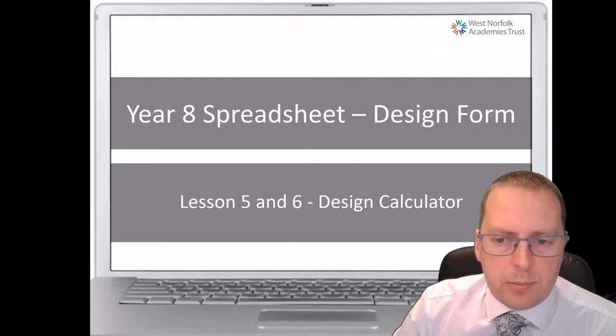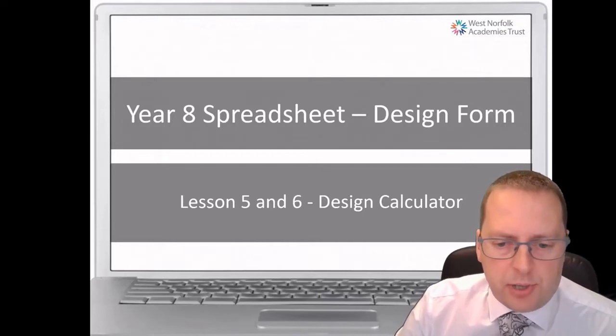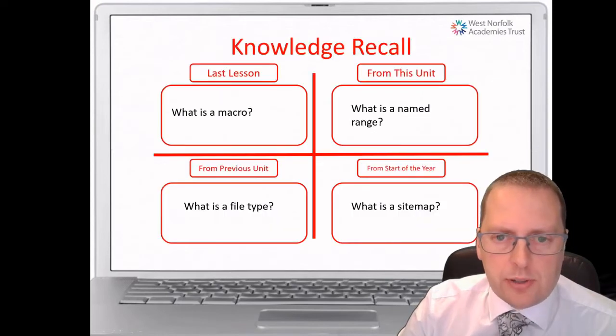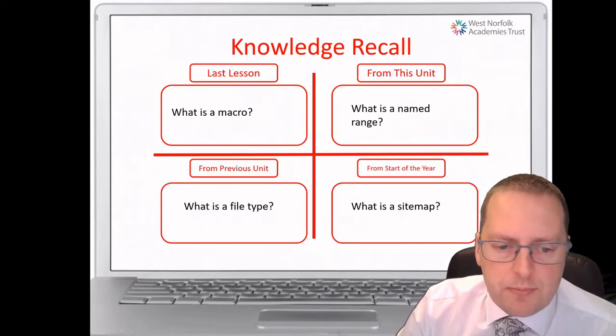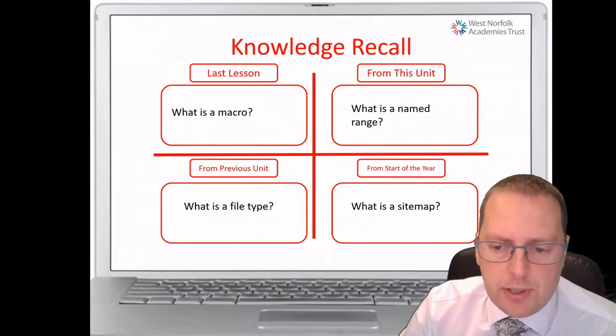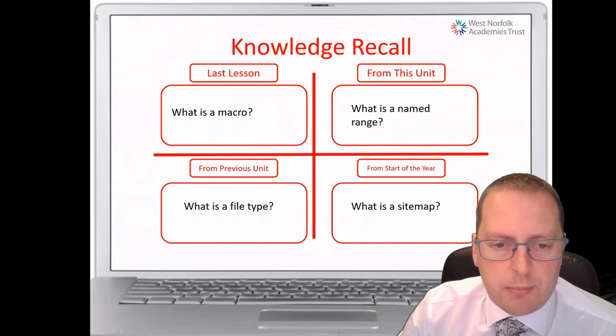So we're going to look to develop your spreadsheet, or develop a new spreadsheet. Before we move on with our spreadsheet work, we have our knowledge organizer questions. You need to answer: what is a macro? What is a named range? What is a file type? And what is a sitemap? You can pause the video and complete those questions.